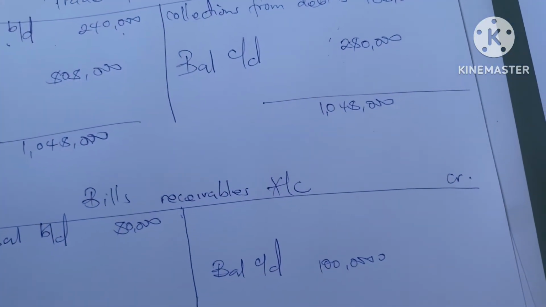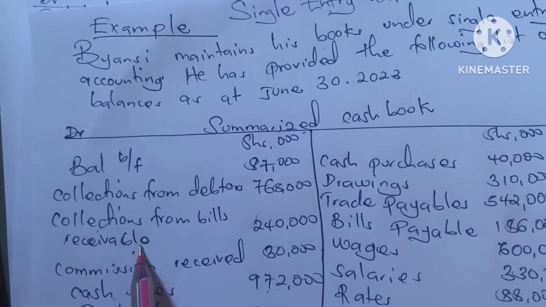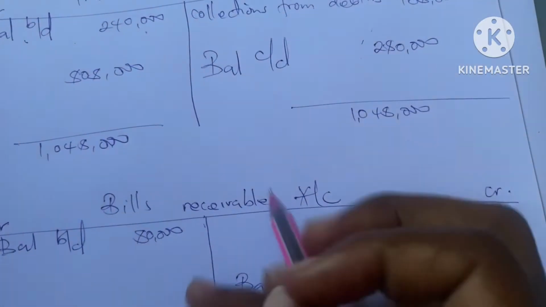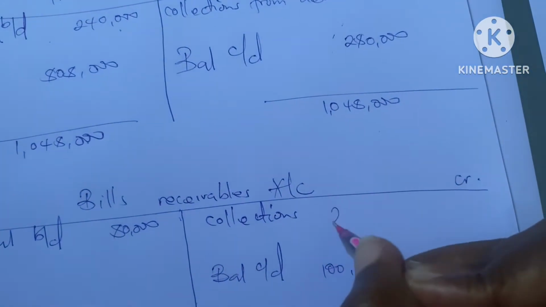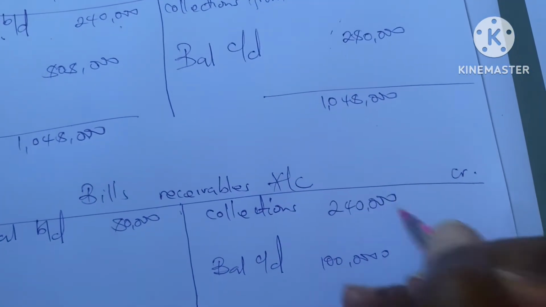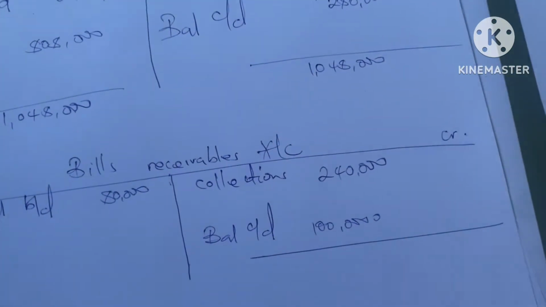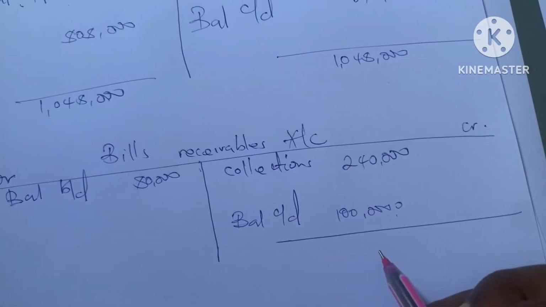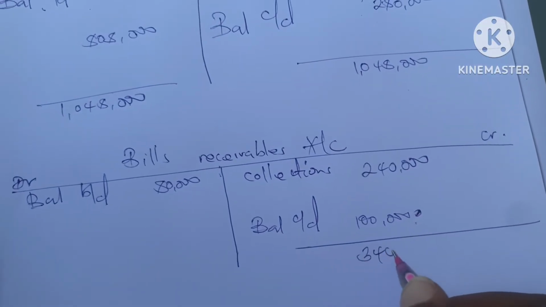Then do we have any collections? Yes, we have collections from bills receivables. Put it on the credit side, 240. So collections of 240. Then we balance, this plus this. This is 100,000 plus 240, it is 340,000.